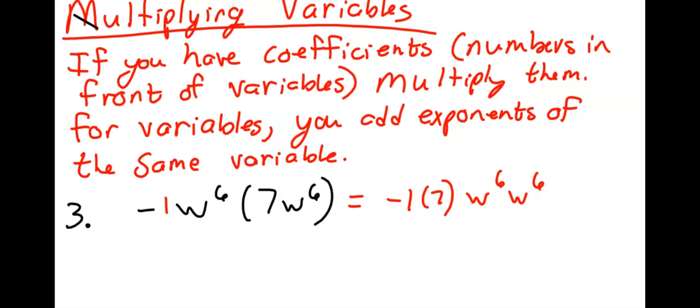If you've got negative 1 times w to the 6th times 7 times w to the 6th, just rearrange it so you've got the numbers in front that you're going to multiply, and then the like variables. From there, you just multiply. Negative 1 times 7 is negative 7. Since you've got 6 w's and 6 w's, you add the exponents together, and you just make it w to the 12th power.